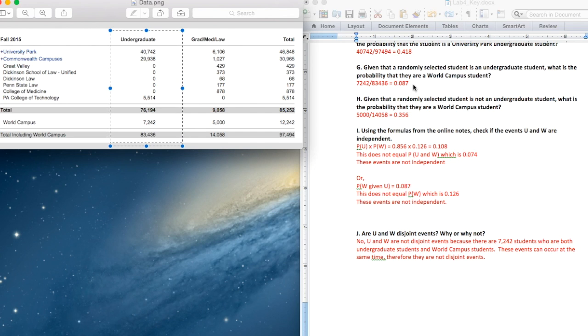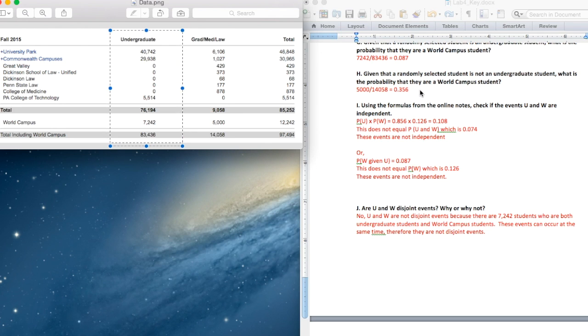Another way to look at this is that we could say that the proportion of all undergraduate students who are World Campus students is 0.087. Given that a randomly selected student is not an undergraduate student, so now we're looking at this column, the individuals that are not undergraduate students, what is the probability that they are a World Campus student? Well, there are 5,000 students at World Campus who are not undergraduates, divided by the total number of not undergraduates of 14,058. So 0.356. Another way to look at this is that 0.356 of all non-undergraduate students are World Campus students.